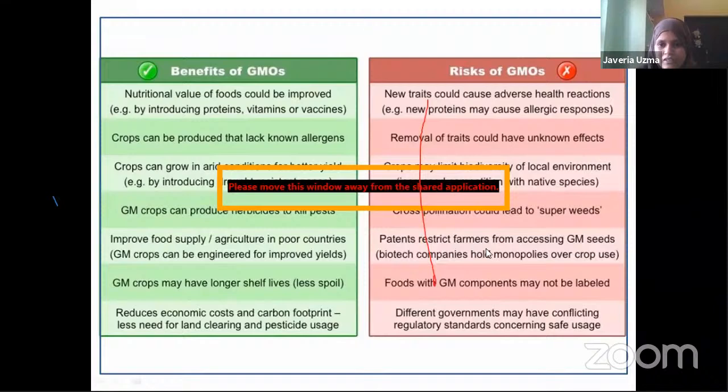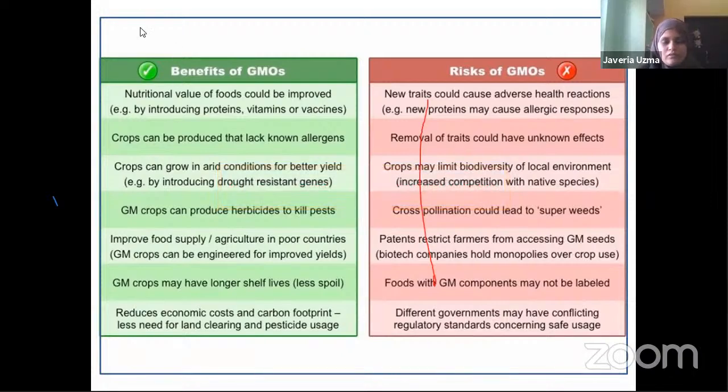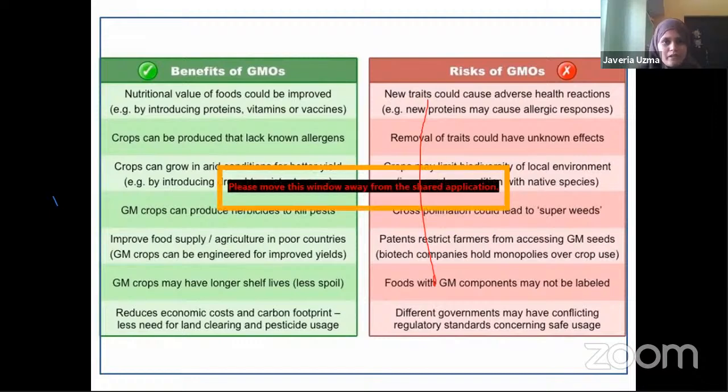Then you have patents. These patents restrict farmers from easily using these GM crops, because when you issue a patent, it will be in the hands of only some. It will not be freely available in the market, so you will not use it. Farmers are not free to use them. Then there will be many government regulations and controls to use these GMOs.